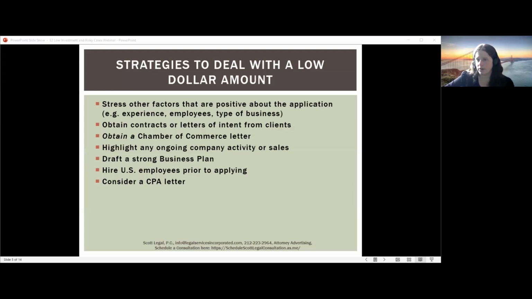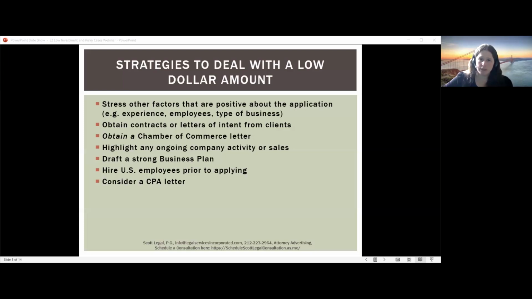Showing that you have local business partners or have formed business partnerships can also be very advantageous to show the viability of the business. Sometimes, let's say, for example, someone's here on an F1 on OPT and they've started up a business. Maybe they've already started to get clients and have some minimal revenue. That can sometimes be helpful as well, again just to show that once I get this visa, the company really will start operating right away.